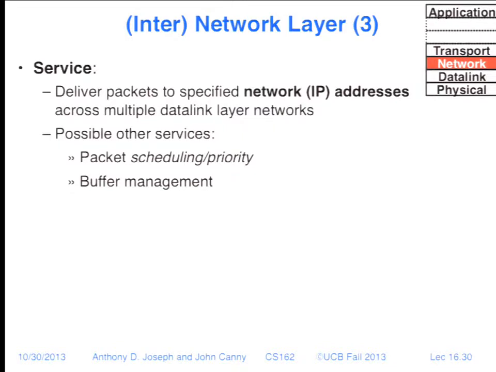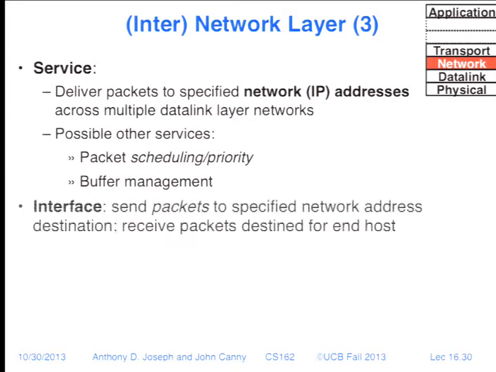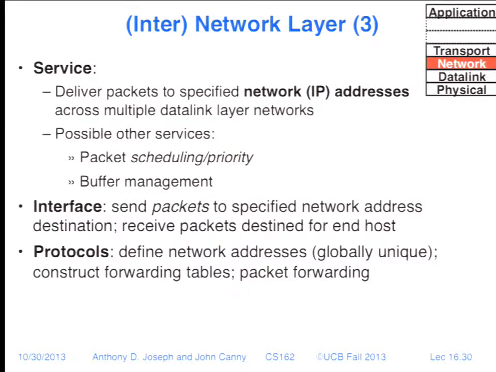At the network layer, we're really starting to talk about IP traffic. Packets now include an IP address, a global address of the intended recipient, and they'll generally be traveling over multiple networks to get there. At this layer, we can also have services associated with scheduling, priority, and even buffer management. The interface is pretty simple: sending packets to specified network addresses and receiving packets that are addressed to you. The protocols define globally unique network addresses, including construction of tables and the routing process on the network. There's a lot of complexity here that we'll see on a slide later on.